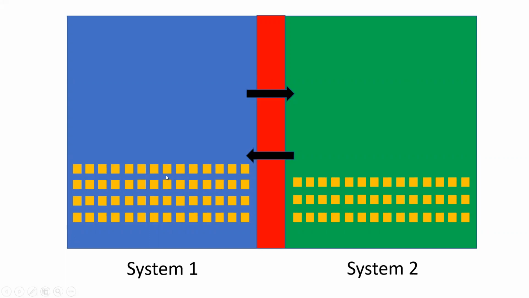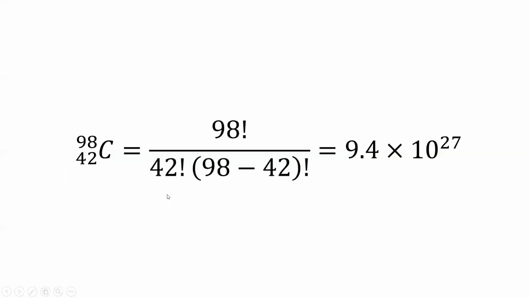Well, obviously I wasn't going to take the time to number all these in PowerPoint, but if each of these boxes did have a distinct number, you can imagine there's a whole bunch of ways you could shift them around so that there's 42 here and 56 here. Let's not count them. Let's use the formula. I just typed this into Google. I said 98 choose 42, and it spat out this number.